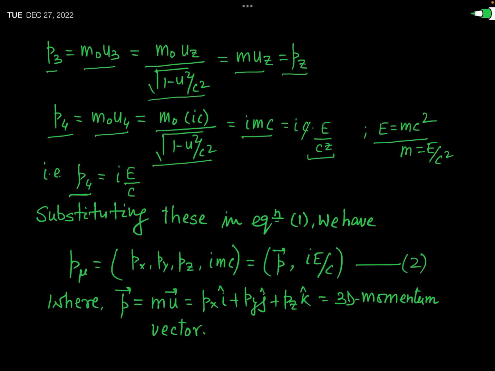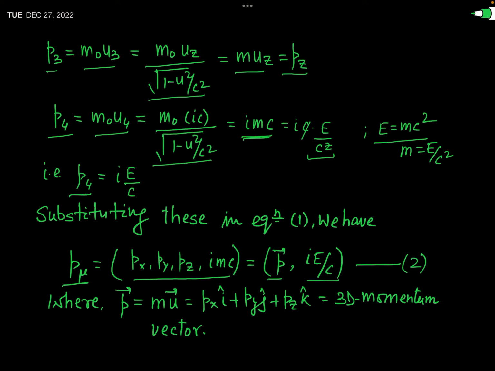Now you can substitute the values of P1, P2, P3 and P4 in equation 1, and so P mu, which is the momentum 4 vector, is equal to Px, Py, Pz and imc. Here imc, you have seen, is equal to iE divided by c. This is the fourth component. And instead of Px, Py, Pz, you can write vector P.